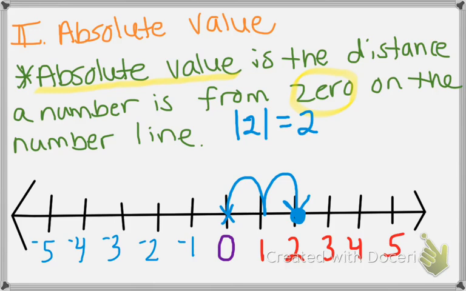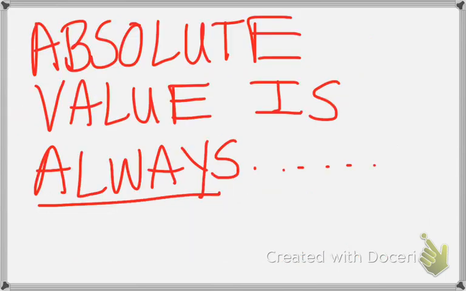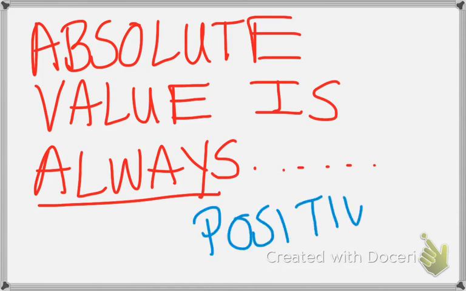But now I wonder if I said, what is the absolute value of negative 3? Again, we start at 0 and we count the jumps from 0 to negative 3. 1, 2, 3. So the absolute value of negative 3 is 3, or positive 3. It's just the distance from 0. So, absolute value is always positive. It is always positive. That's a very important thing to remember.